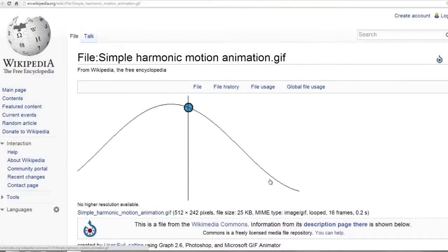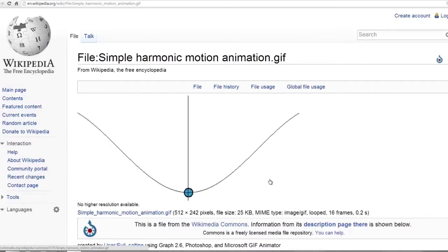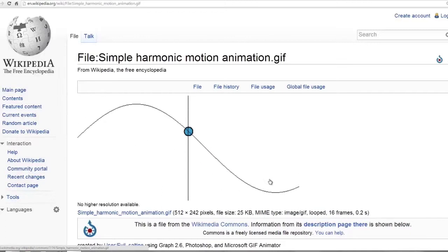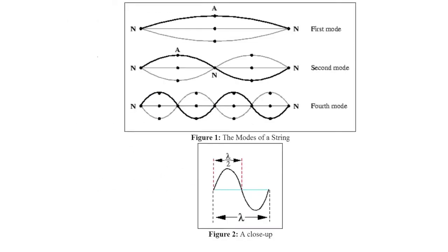The setup consists of an electrically driven speaker which sets up a standing wave in a string stretched between the speaker driver system and a pulley. In physics, a standing wave, also known as a stationary wave, is a wave that remains in a constant position. It can arise in a stationary medium as a result of interference between two waves traveling in opposite directions.